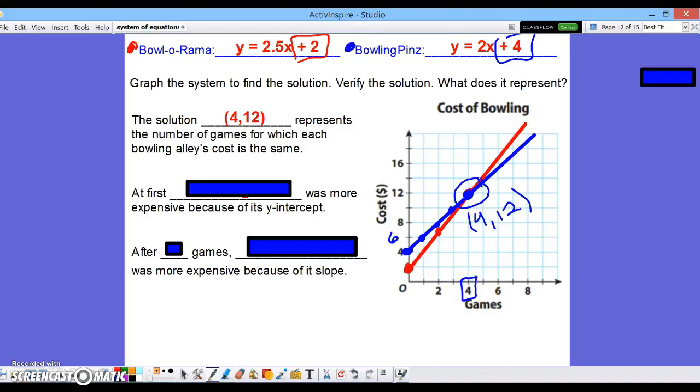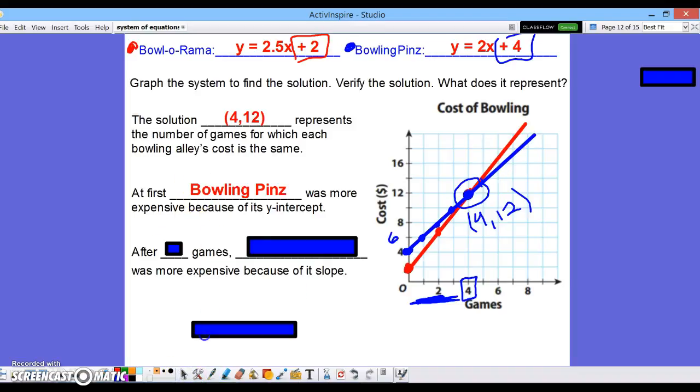That's where they're equal. Before 4 games over here, I can see that the blue line, or Bowling Pins, is higher, which means it was more expensive. So Bowling Pins started off more expensive, then they became equal at 4 games, and then after 4 games, Bowling Pins is now cheaper. Well, the reason for that is it started off with a higher shoe rental, but because we had a cheaper rate per game, eventually the Bowl-O-Rama ended up being more expensive as I played more games.